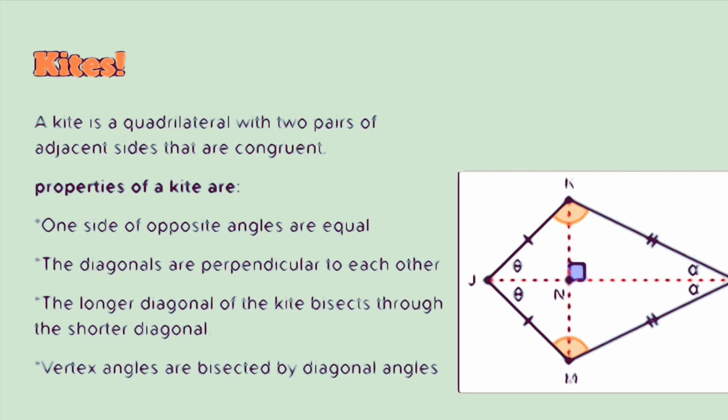The properties of a kite are: one side of opposite angles are equal, like K and M on the picture. The diagonals are perpendicular to each other, like the horizontal and the vertical line on the picture. The longer diagonal of the kite bisects through the shorter diagonal. The vertex angles are bisected by diagonal angles.